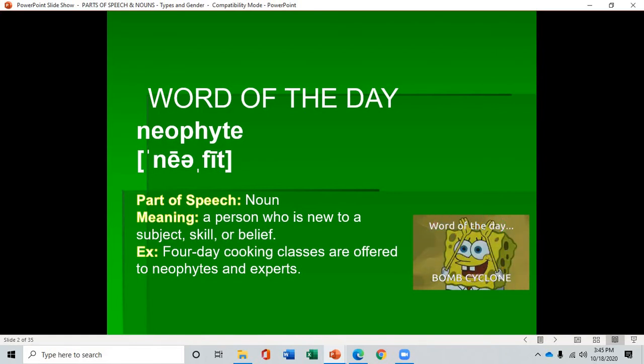So like say for example, ikaw ay nasa junior high school at ikaw ay grade 7. So you are new to junior high school, so you are considered as neophyte. If you are new in learning English, ikaw ay baguhan sa pagkatuto ng English, it means you are also a neophyte. Another one, if you are new to a club, like for example, you joined the math club. So, unang beses mo pa lang, you are a newbie, you are a beginner, so you are considered as neophyte. So that is our word of the day.